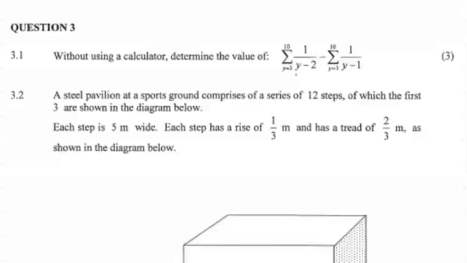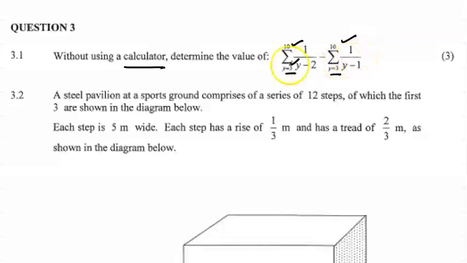3.1, without using a calculator, determine the value of the sum of 1 over y minus 2, where y starts from 3 and ends at 10, minus the sum of 1 over y minus 1, y from 3 to 10. So they say without using a calculator. With sigma notation, remember that the number of terms will be the top minus the bottom plus 1. So 10 minus 3 is 7 plus 1, so there's 8 terms here, and also 8 terms here as well.